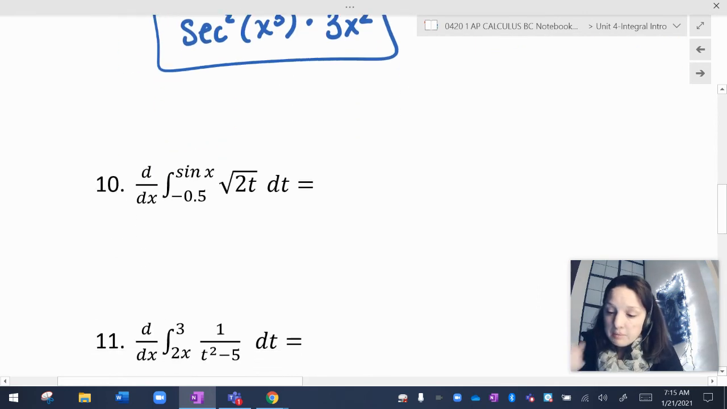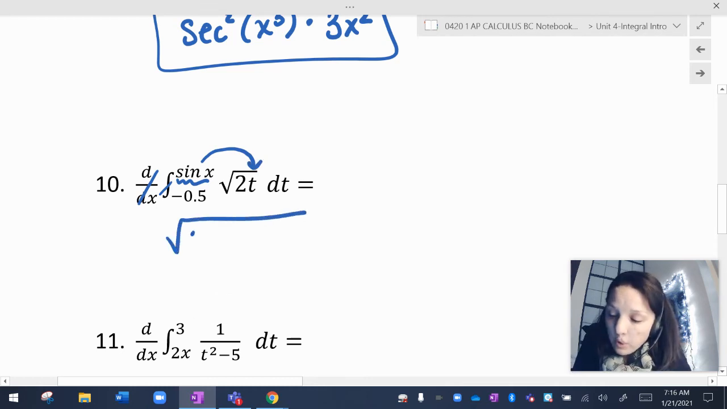Let's do it again. d/dx of the integral from 0.5 to sine x of root 2t dt. I don't care if it's trig. Whatever function of x this is, the derivative and the integral cancel. This thing drops in, and so I have the square root of 2 sine x times the derivative of sine x.